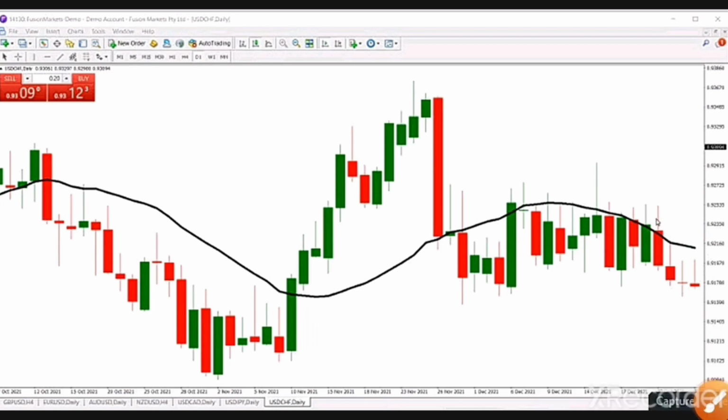Now, even if the SMA tells us that the trend is bearish, it is not enough because there is another indicator that will confirm what the SMA is telling. That indicator will confirm if what the SMA tells us is correct.